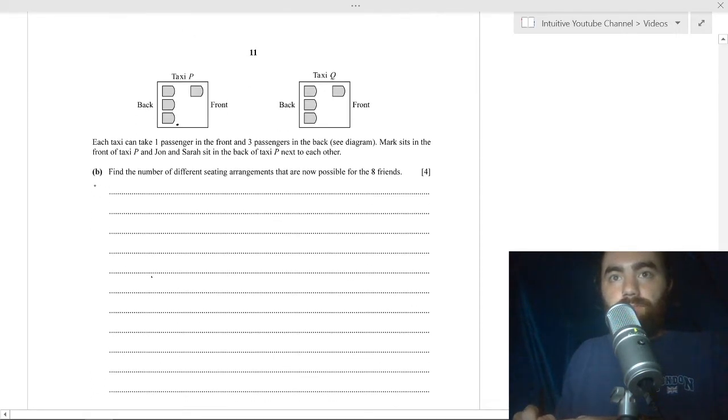Okay. Now B, again we have two taxis, taxi P and taxi Q, and it says that each taxi can take one passenger in the front and 3 passengers in the back. To see the arrow. Mark sits in the front of taxi P, so Mark's in this seat, and John and Sarah sit at the back. Man, John and Sarah really like each other. John and Sarah sit at the back of taxi P, so we can put John here and Sarah here.